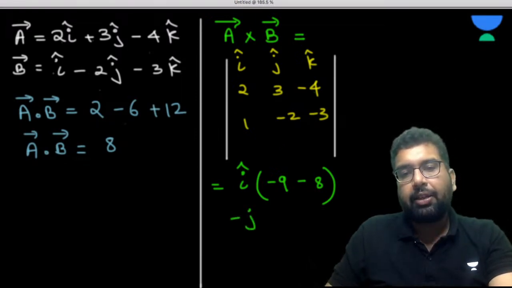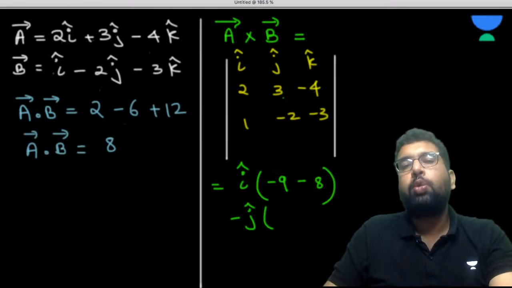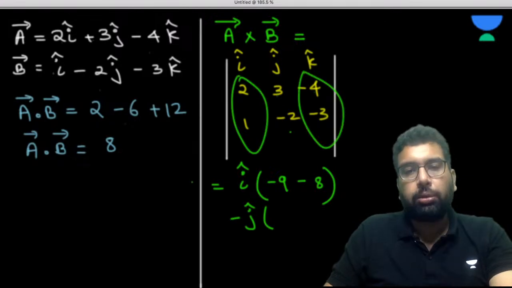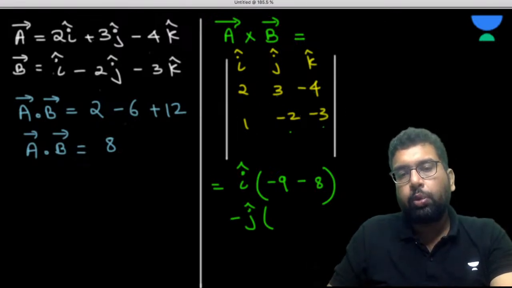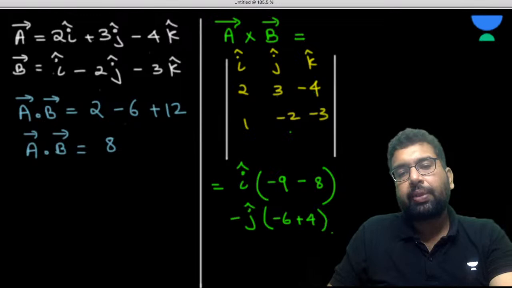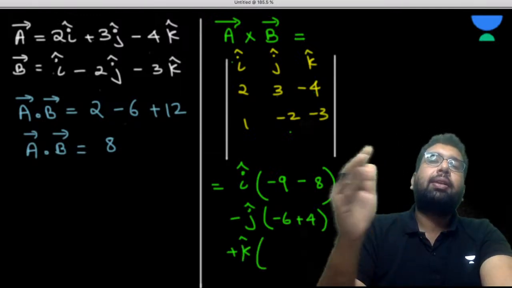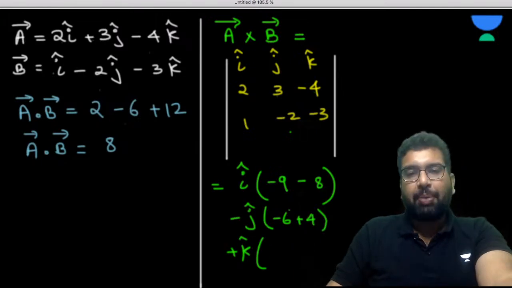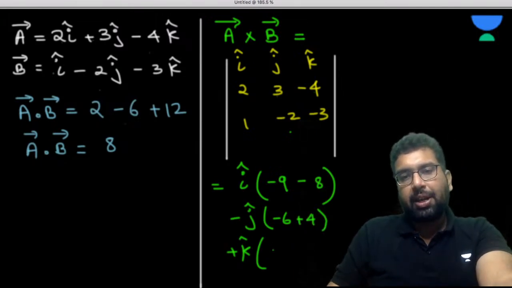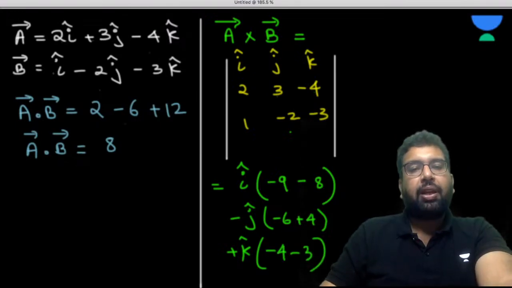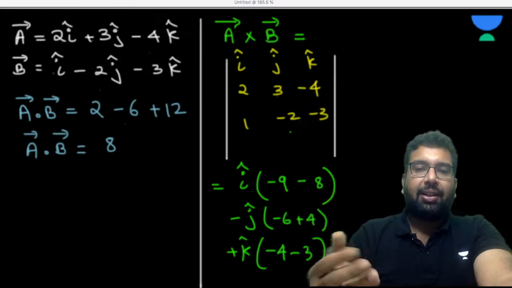Then you will write minus of j cap. Now, what is below j? This is 3, this is minus 2. You see this 2, these 4. Okay, and do the same. 2 minus 3, that is minus 6, and minus of minus 4, so it will be plus 4, plus k cap. Now see, the sequence is plus minus plus. So this is going to be the k cap. K cap is 2 minus 2, that is minus 4, and minus 3. Okay, minus 3. So this way you can get this obviously.